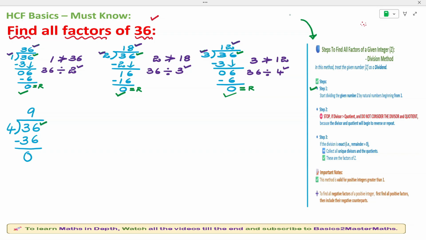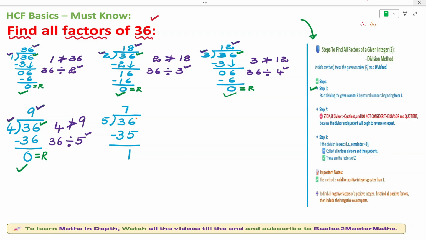When we divide 36 by 4, we get 9 as the quotient and 0 as the remainder. So, this division is exact. In this case, the divisor 4 is not greater than the quotient 9. So, divide 36 by the next natural number 5.